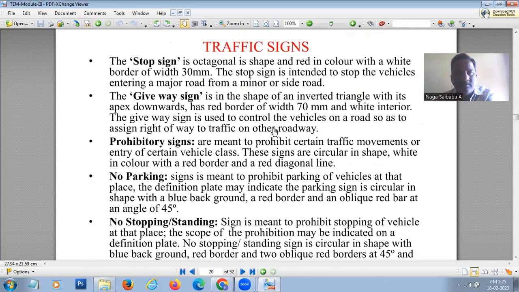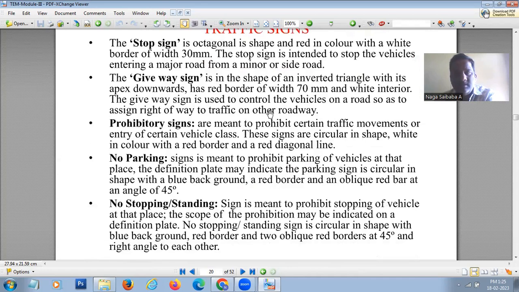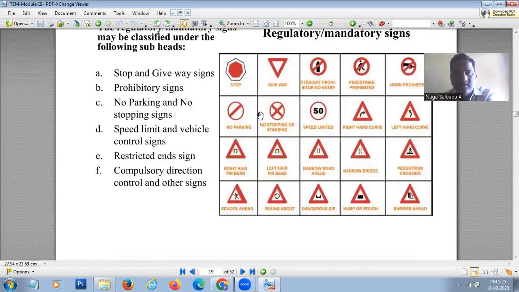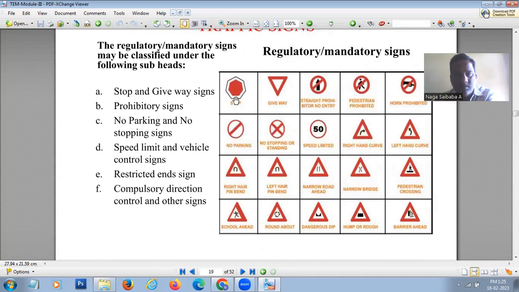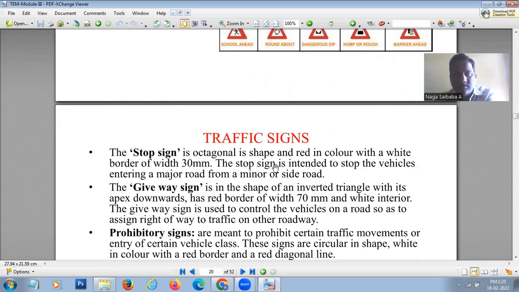First, we will look at the stop sign, which is octagonal in shape and red in color, with a white border of 30 mm width. The stop sign is intended to stop the vehicles entering a major road from a minor or side road. So these signboards are located to stop the vehicles which are entering from a minor or side road onto the main road.